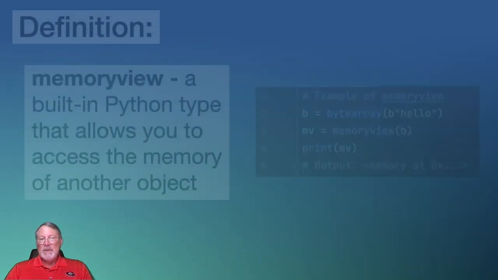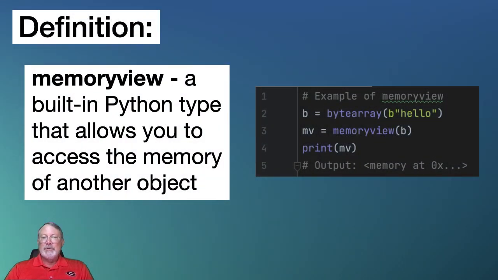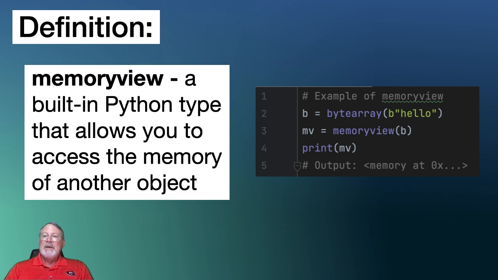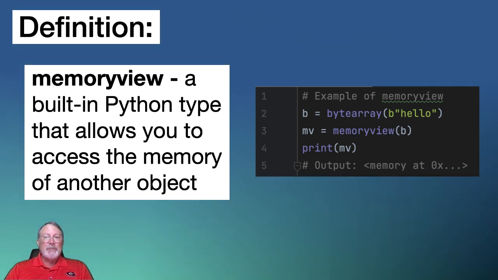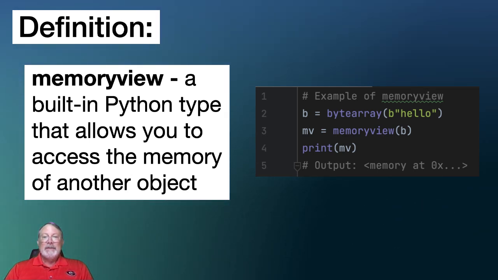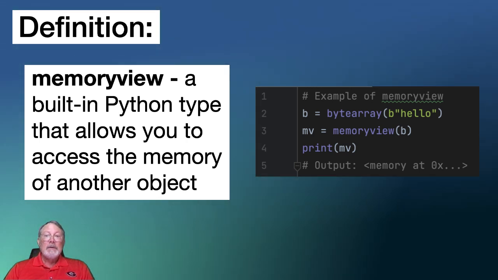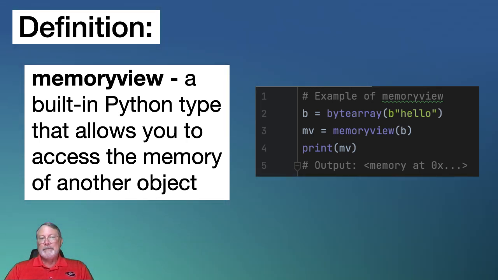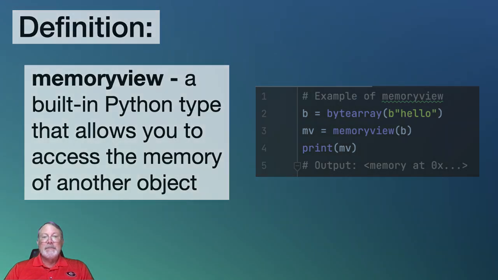Let's dive in. Memoryview is a built-in Python type that allows you to access the memory of another object, like a bytearray or array, without copying it. Think of memoryview as a window into the memory of your data, so you can view and modify it efficiently.